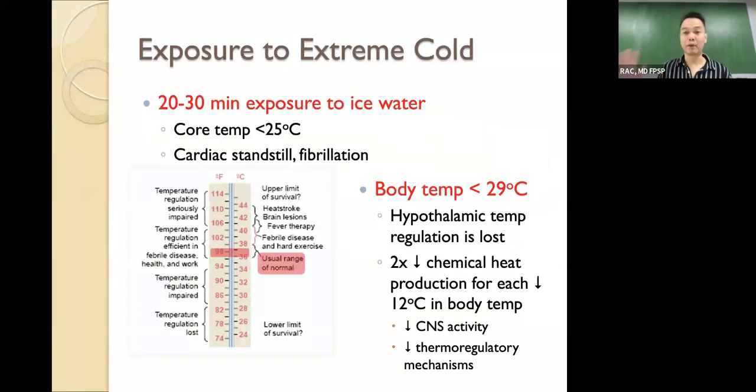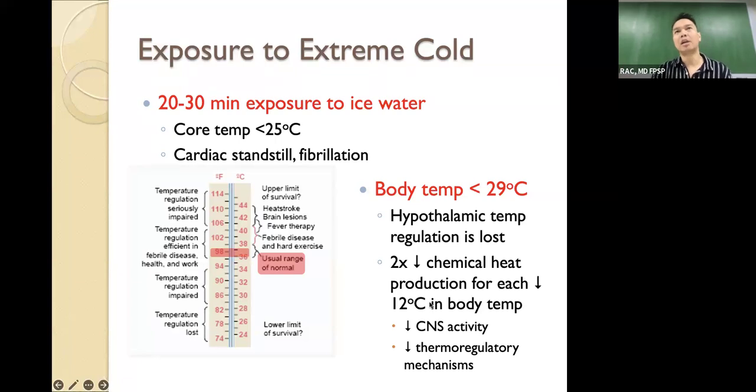Now let's go to extreme cold. So if you are exposed to ice water for, let's say, 20 to 30 minutes, core temperature will drop to less than 25 degrees Celsius. So when that happens, this is also potentially fatal. So you can cause fibrillation and it might result in cardiac standstill. So that's also potentially fatal. Another condition is called hypothermia. So this sets in when body temperature becomes less than 29 degrees.